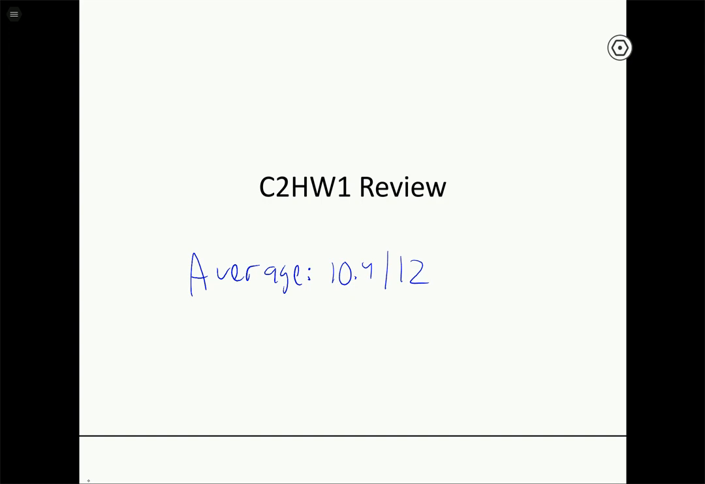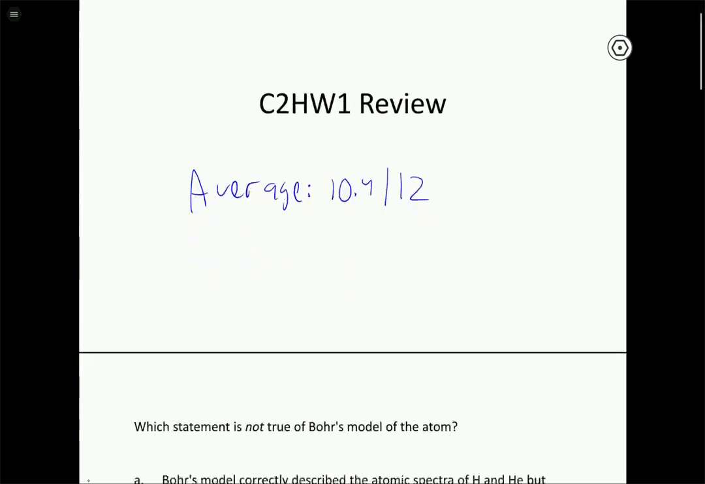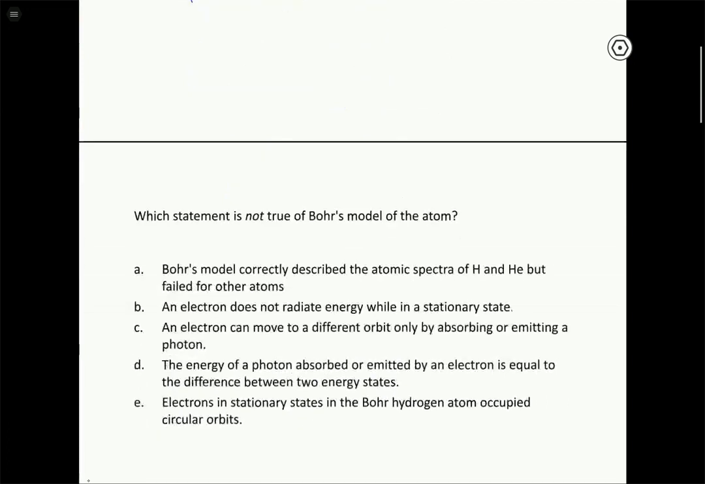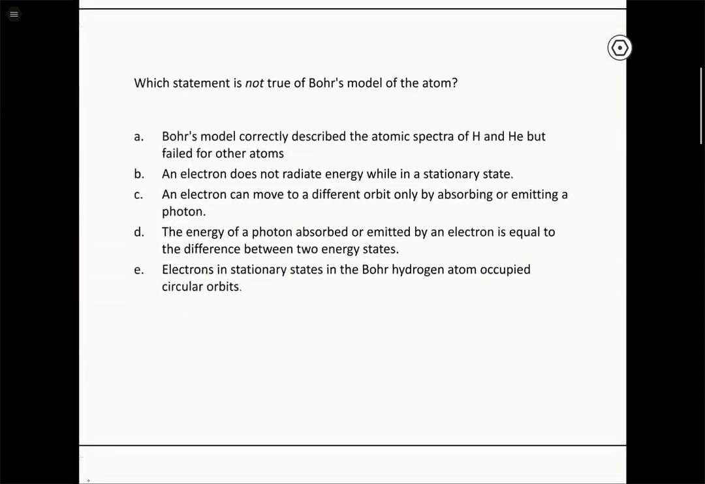Alright, so with that, let's get into the questions, and I'm only going to cover questions on this homework assignment that we already dealt with in class, so some of the other ones I'll push off until next week. So the first couple are conceptual questions about the Bohr model. We didn't do terribly on these ones, but I just want to make sure that we're clear on this. It's one of these types of questions: which statement is not true of Bohr's model of the atom?